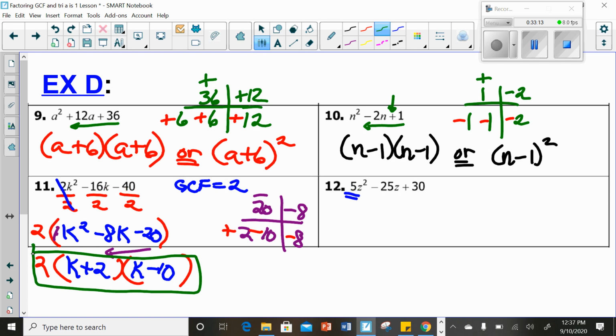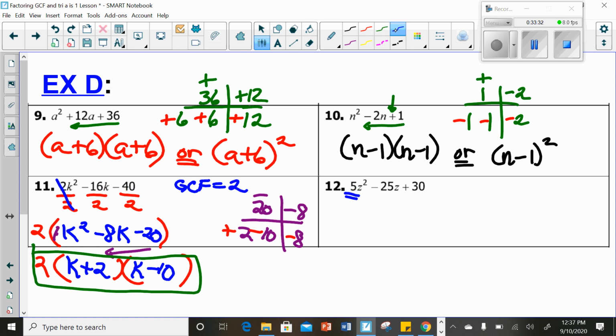So now you try number 12 on your own. Pause the video. You know there's a GCF, right? So find the GCF. What is the number? Are there variables in the GCF? Divide it out, and then take the resulting trinomial and factor that. Pause the video.